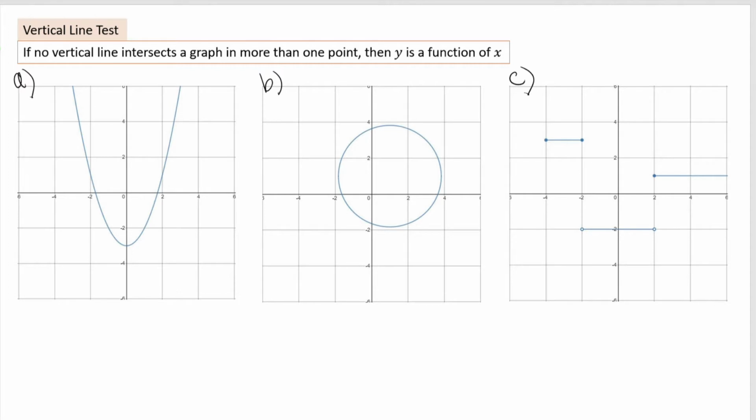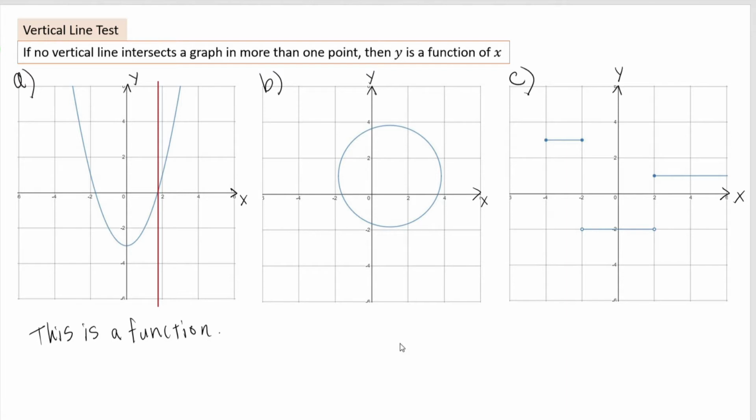Let's look at the graph A. If I draw a vertical line, it intersects the graph only once. It does not matter where I draw, it always intersects the graph only once. By the vertical line test, this is a function.